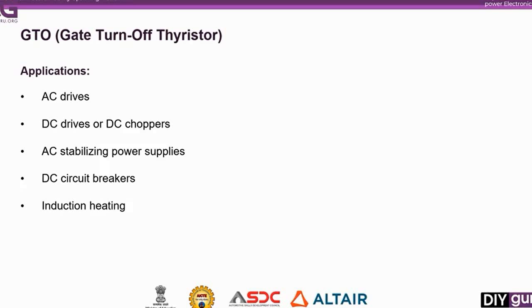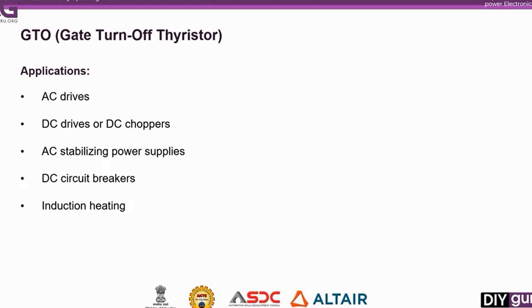Now GTOs are increasingly being replaced by integrated gate commutated thyristors, or IGCTs, as they are commonly known. These are an evolutionary development of the GTO itself. They are also being replaced by the transistor family, specifically the IGBT, the insulated gate bipolar transistor, which is a member of the transistor family, in many applications.